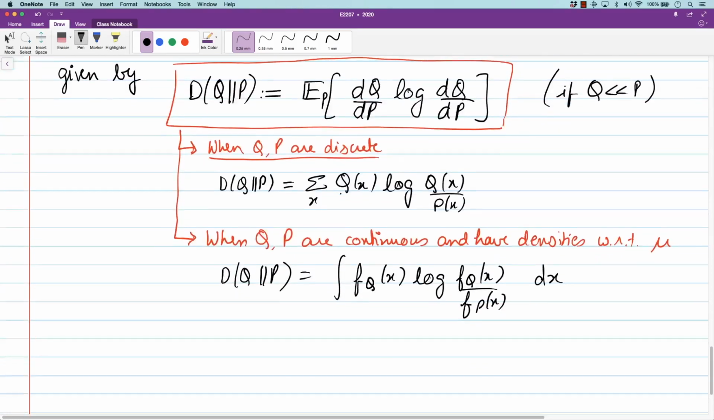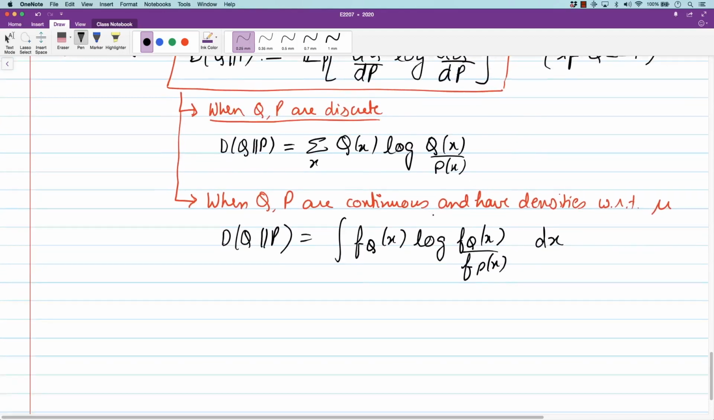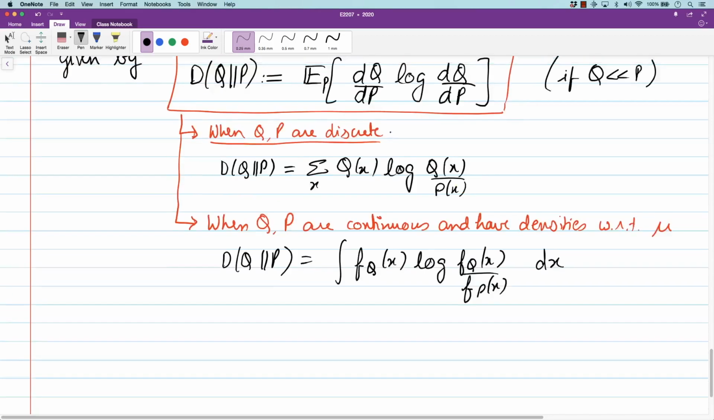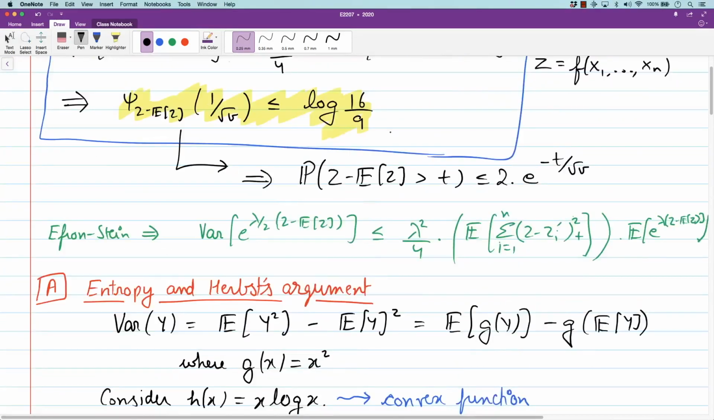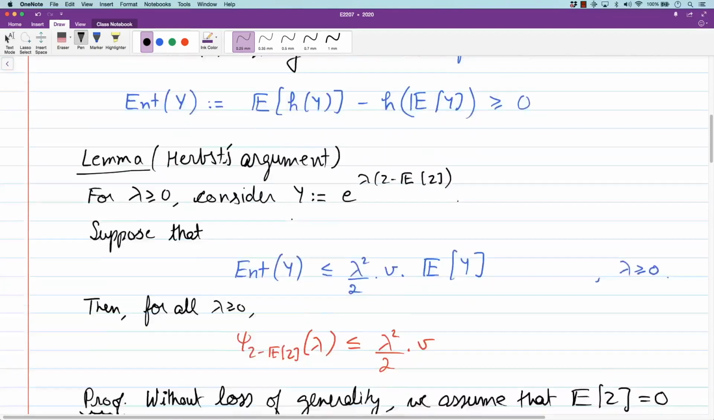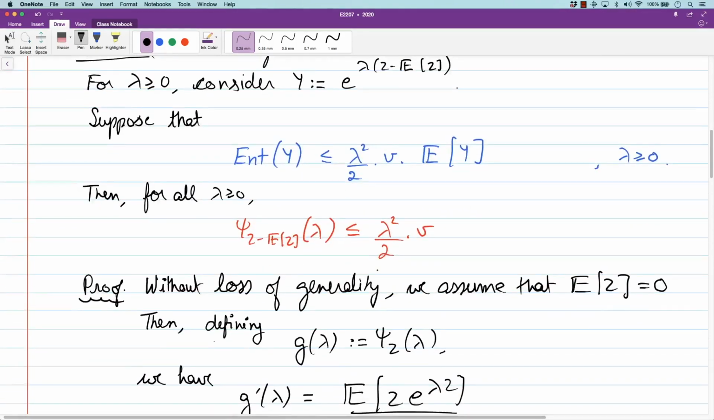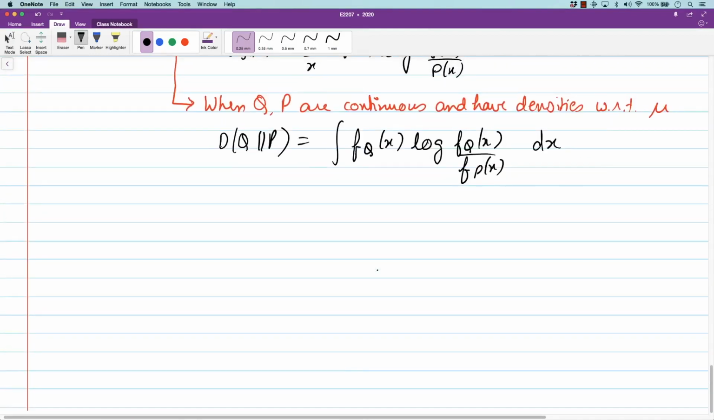Okay, so why did we introduce this Kullback-Leibler divergence? It is well defined here. It turns out that we can view our entropy function, in fact the ratio of that entropy to the expected value of Y, the thing that appeared in the Herbst condition, this ratio of the entropy of Y by this, can be viewed as a Kullback-Leibler divergence. And that's what we will see.